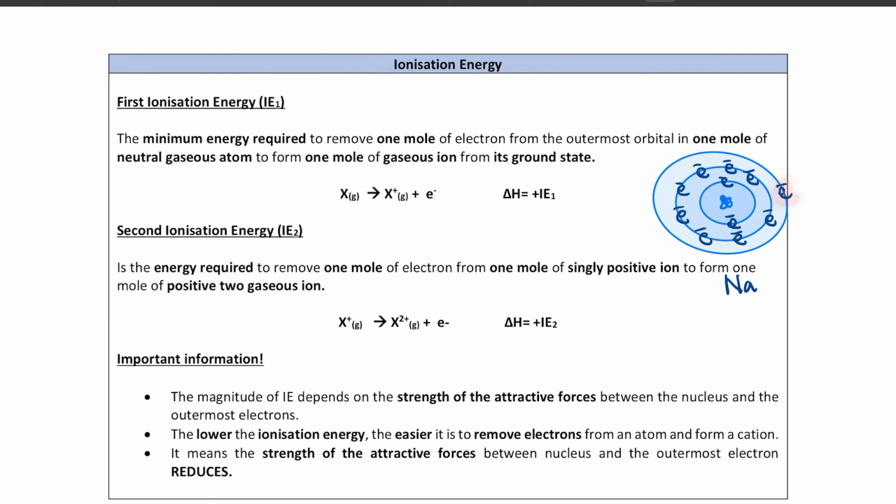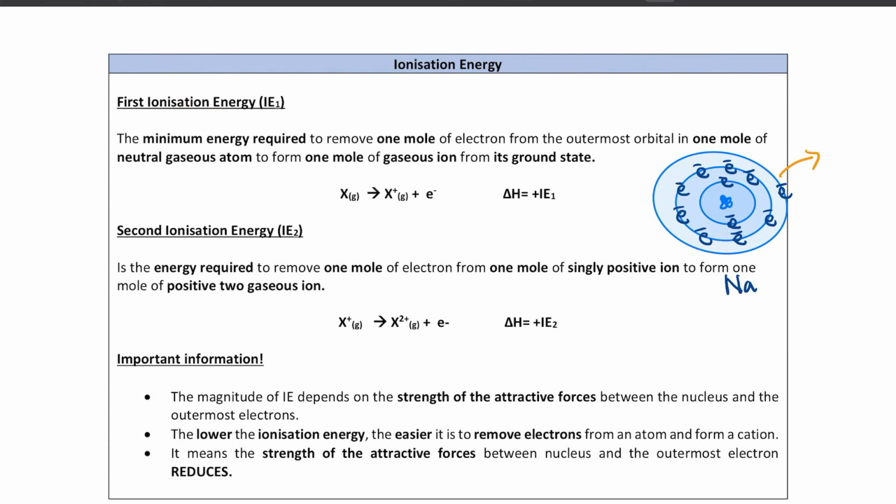Okay, kenapa specifically this electron? Sebab dia cakap we have to remove electron from the outermost orbital. So inilah orbital yang paling luar, elektron dia dekat sini. So kita nak remove that electron. Nak remove this electron, we will need energy. So energy yang diperlukan itulah yang kita panggil ionization energy.